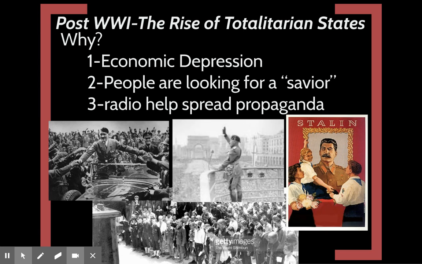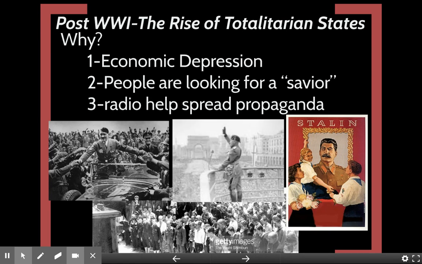Either way, the world is experiencing economic depression. We talked about the way the United States was going through that with the Great Depression. It's happening all across the world. And as a result of that, people are willing to give up their liberties, their freedoms in some ways, to look for help, to look for what we would call a savior. You're also going to have in many countries propaganda, specifically Germany.